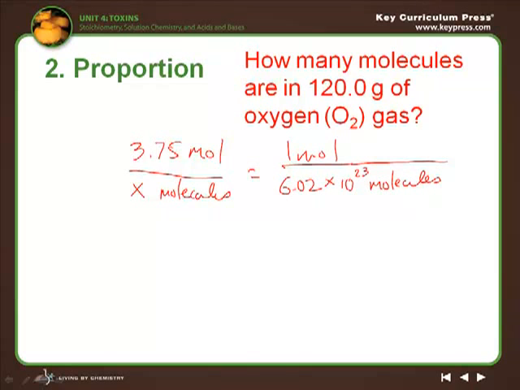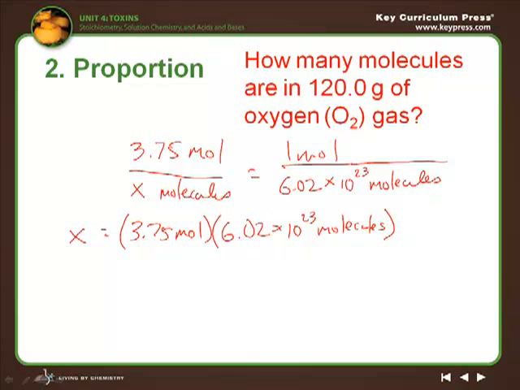Solve for x, how do we do that? Cross multiply. X equals 3.75 times 6.02 times 10 to the 23rd molecules. And when we multiply this out, we get 2.2575 times 10 to the 24th molecules of oxygen gas. Where's the extra power? 24. When you take 3.75 times 6.02, you get 22.575. And then when you move the decimal back 1, it gives the power of 10. So it's 2.2575.